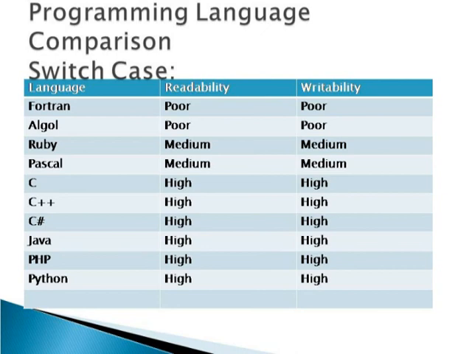Let's compare switch case. C, C++, C#, Java, PHP and Python languages are having higher readability and writability when comparing the control structure switch case. Next, I am going to compare for loop. When comparing control statement for, FORTRAN and ALGOL are having poor readability and writability. In the while loop, Ruby and Pascal are having medium readability and writability.